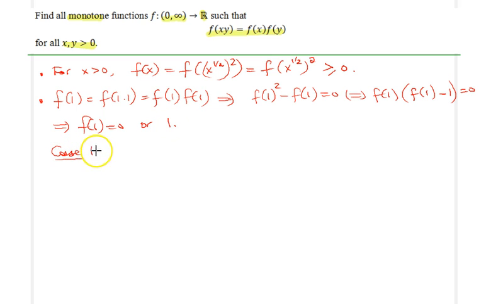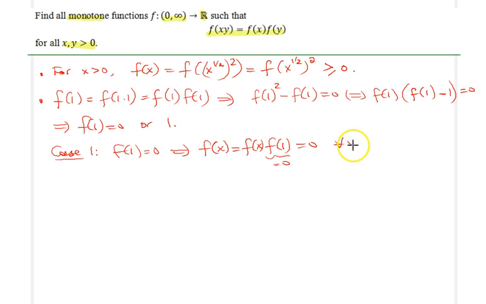In the first case, if f of 1 is equal to 0, then that would imply that f of x, as we did previously, can be written as f of x times f of 1, but f of 1 is simply equal to 0, suggesting our function is the zero function, and sure enough it works for all x strictly greater than 0. So definitely it satisfies this condition, but that's not an interesting case.